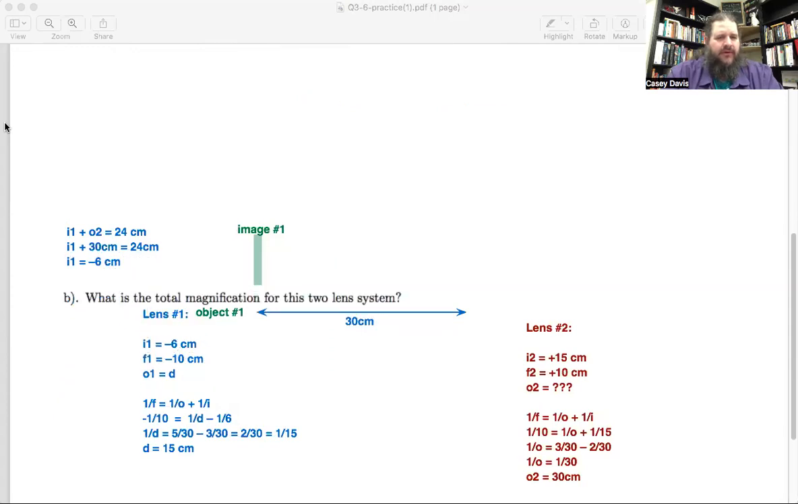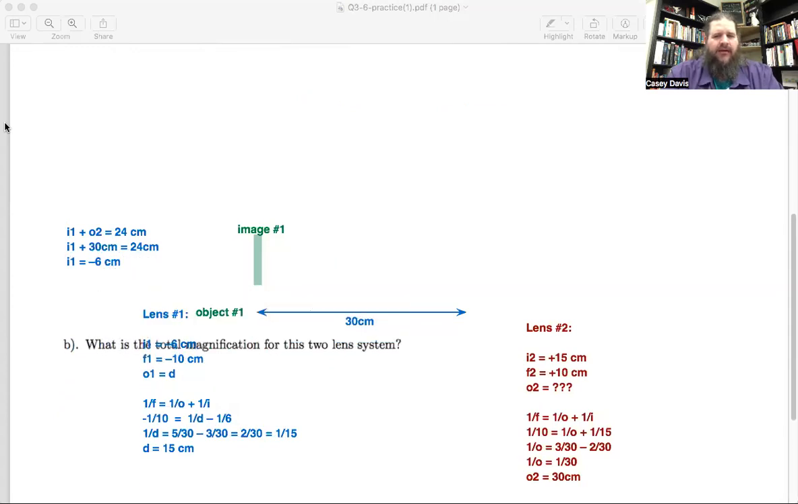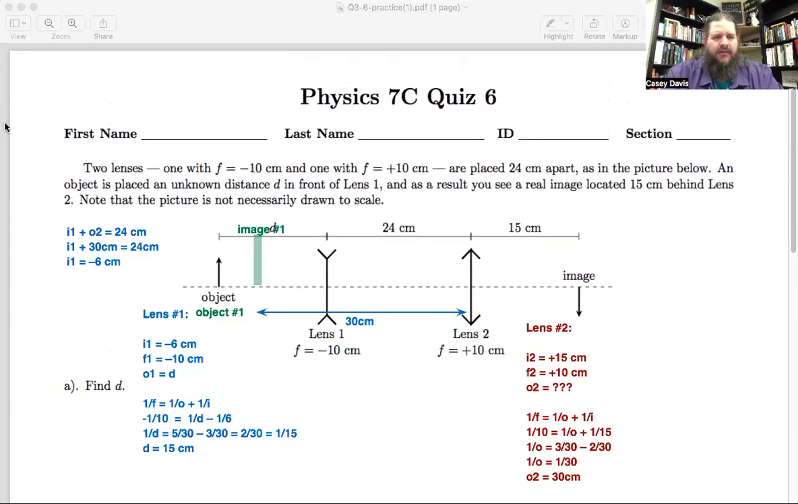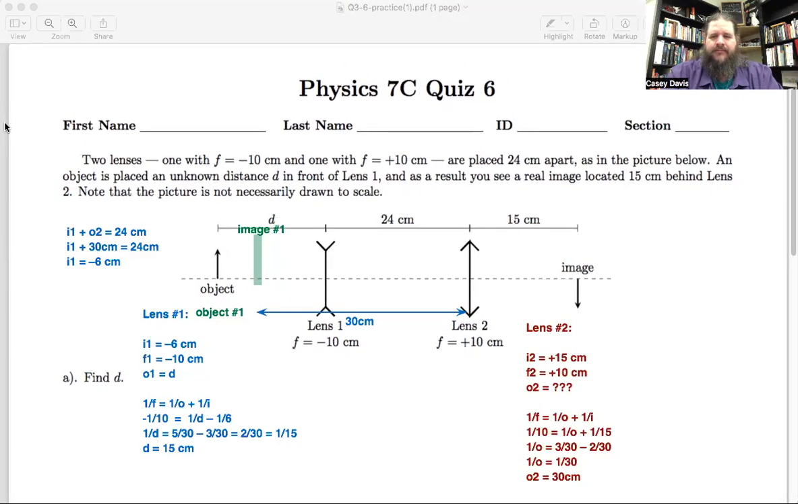Looks like it's asking for the total magnification. How would we calculate magnification here? We can use the equation where it's the height of the image over height of the object, or negative I over O. The ratio of heights is the definition of magnification. We don't really have any heights here, but we can use the fact that magnification also equals negative image distance over object distance.